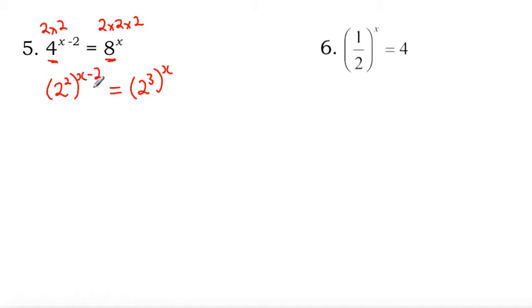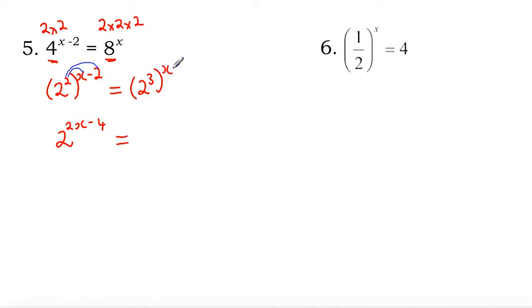Now this is where we need to use another power rule, the one about the power inside and the power outside. When there's a power inside the bracket and a power outside, we multiply those powers. Now be careful here, you need to make sure you multiply everything. So you have to do 2 times x and 2 times minus 2. So take care with that. So I get 2 times x is 2x, 2 times -2 is minus 4.